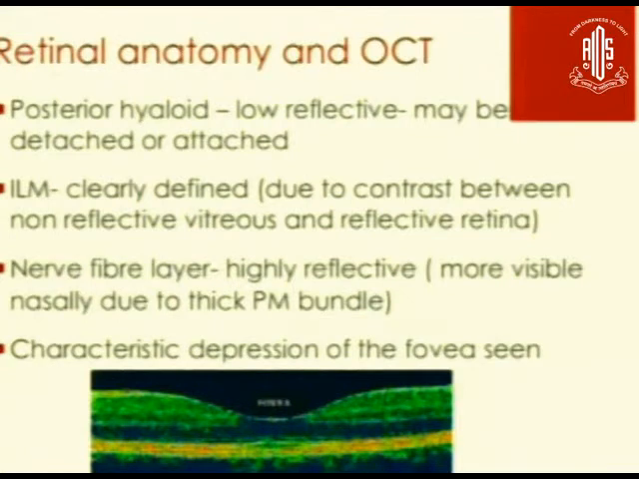So the normal retina, it's almost like a histopathology of the retina being seen, the OCT. The posterior hyaloid is lowly reflective and could be found detached, but if it's attached you don't see it as a separate line. The internal limiting membrane is very clearly defined because it's the border between a non-reflective vitreous and a reflective retina. The nerve fiber layer is also highly reflective, which is present here, and it's more visible nasally because the nerve fiber layer is thicker nasally rather than temporally. Here it is thicker and here it is thinner. And you have the characteristic depression of the fovea visible with a compact central part of the retina.